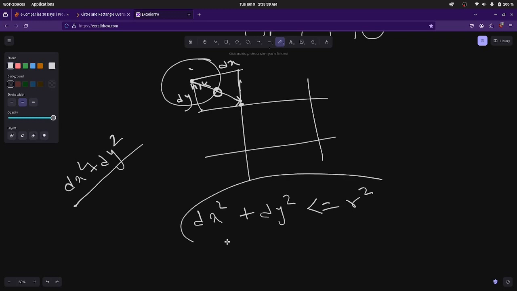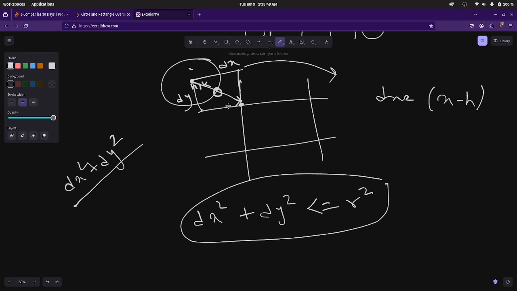Hang on a second, we use this somewhere. And what is the value of dx? The value of dx is nothing but x minus h. This is the x coordinate, comma some y coordinate, and the distance up to here is h, and the distance up to here is x. So the distance is x minus h, obviously. So dx equals x minus h, and similarly dy equals y minus k.